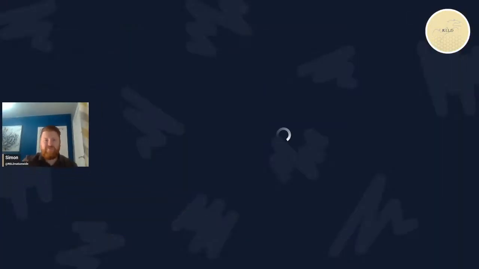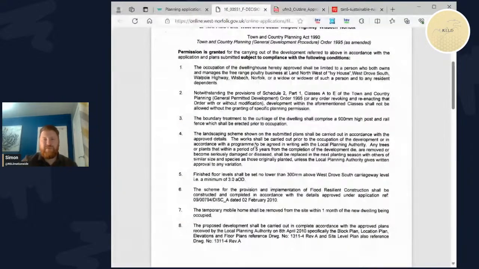So if I share my screen, I'll just check that everything's working. I'm going to give you access to a property that we've currently got on the market, and I'm going to show you the difference that it makes. So this property has got an occupancy clause on it.